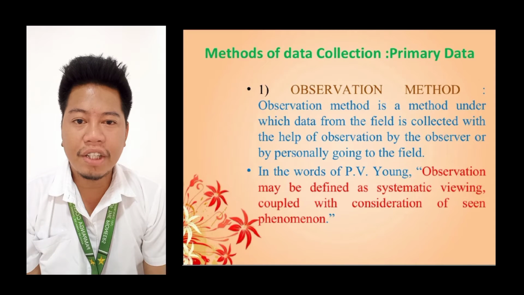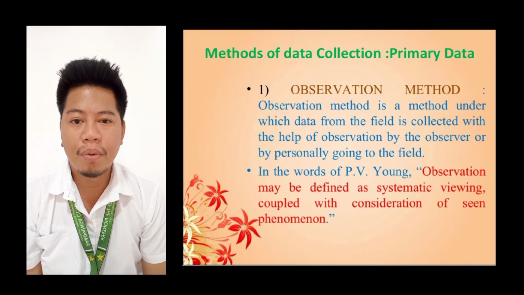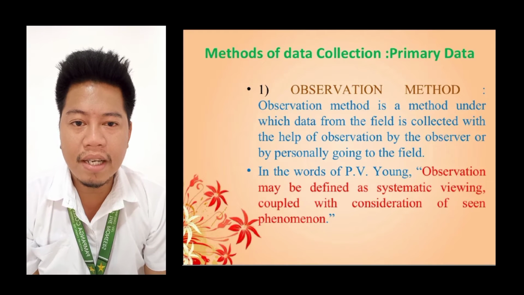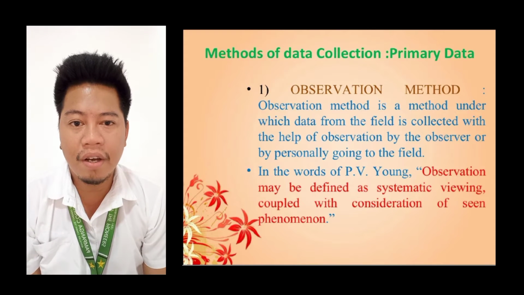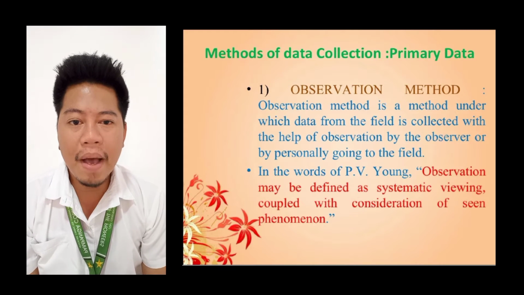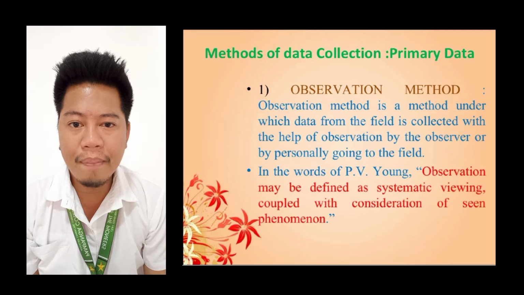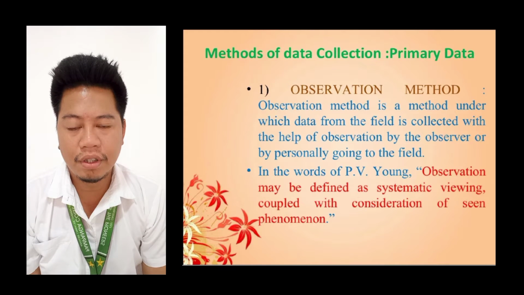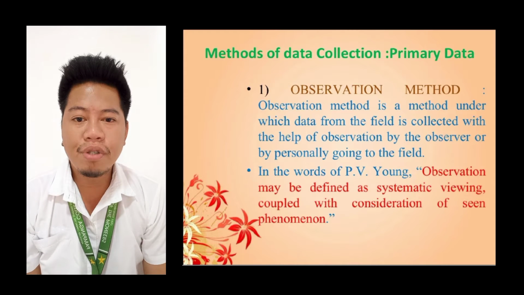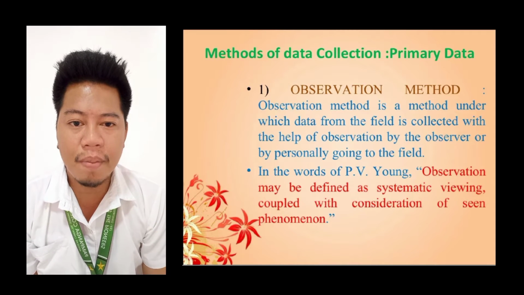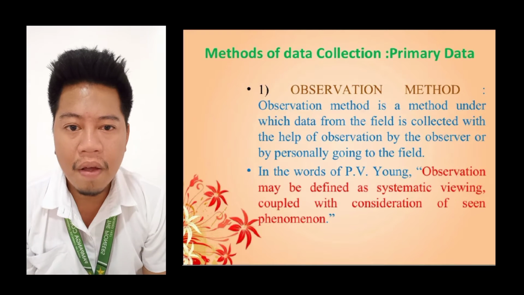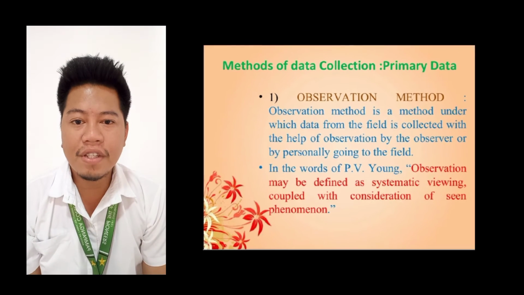Methods of data collection. Primary data. Number 1, observation method. Observation method is a method under which data from the field is collected with the help of observation by the observer or by personally going to the field. The next one is, in the words of P.V. Young, observation may be defined as systematic viewing coupled with the consideration on scene phenomenon.